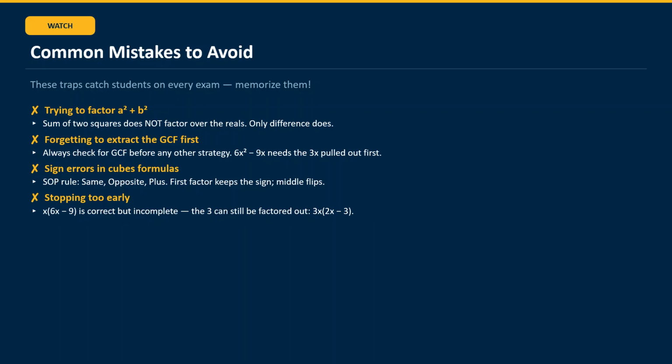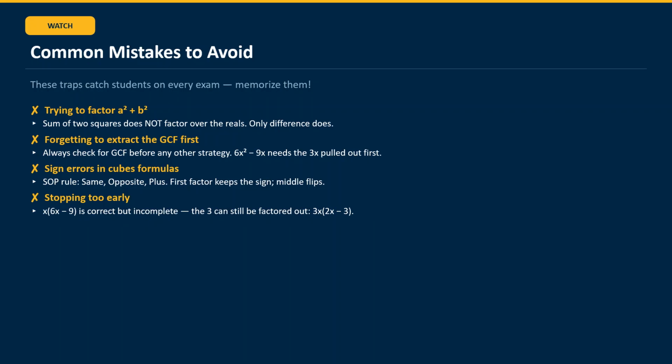Mistake 2. Forgetting to extract the greatest common factor first. If you skip the greatest common factor, expressions like 2x cubed minus 50x look unfactorable, but pulling out 2x reveals x squared minus 25, a clean difference of squares.